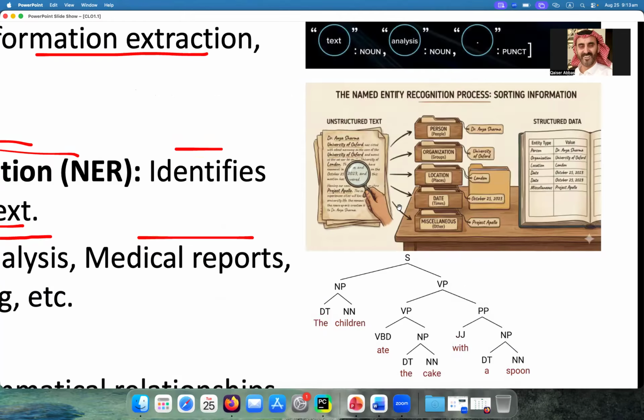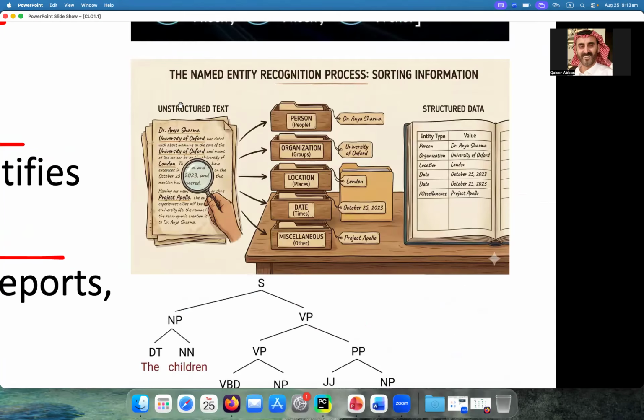How will it work? Let's see. You have unstructured text first, and this is just a story. You can see here Dr. Ania Sharma, University of Oxford, London, Project Apollo. I have highlighted these words only for your understanding. Otherwise, in a text, these are not highlighted.